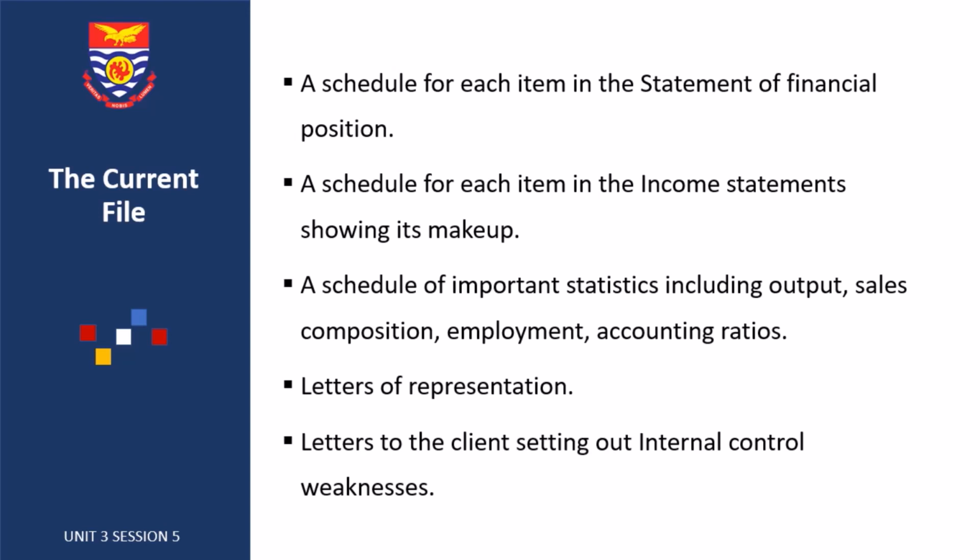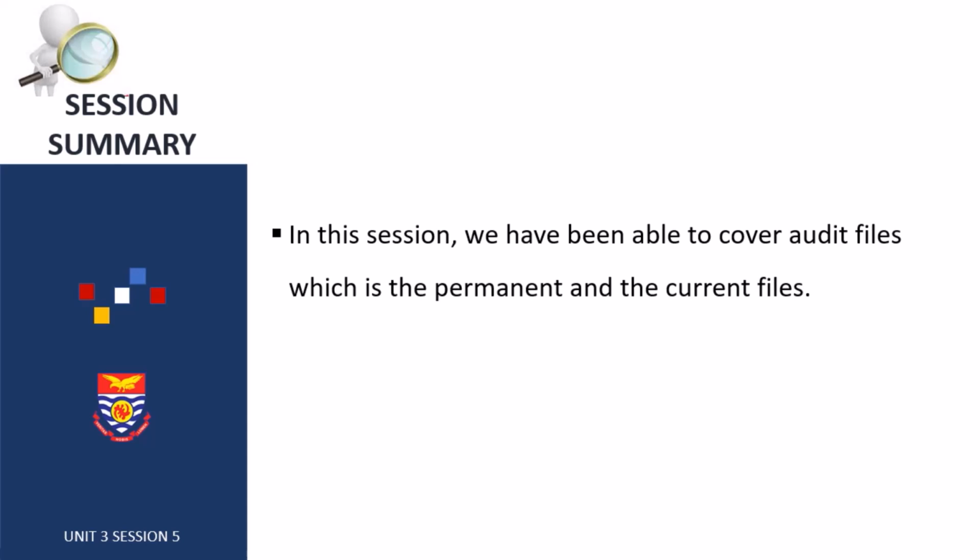Now we have the current file and we have the permanent file. The permanent file relates to continuing importance, and we said it has to be updated prior to the current year's audit. But the current year's file has to do with the audit pertaining to the current year. So in summary, we've been able to cover audit files, which are the permanent file and the current file.